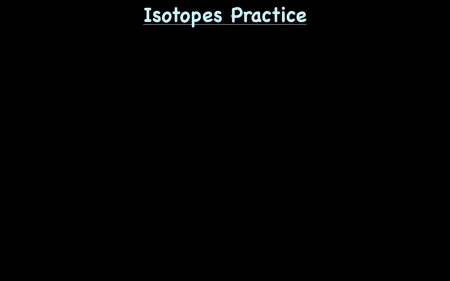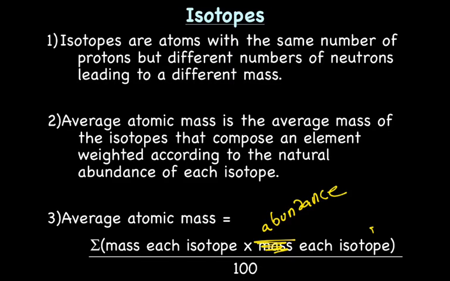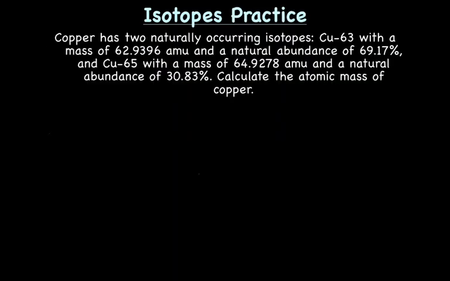Okay, let's try a practice problem using that formula. And remember that average atomic mass equals sigma. That's this thing right here. I forgot to point out that this means sum. So average atomic mass is the sum of the mass of each isotope multiplied by its abundance divided by 100.